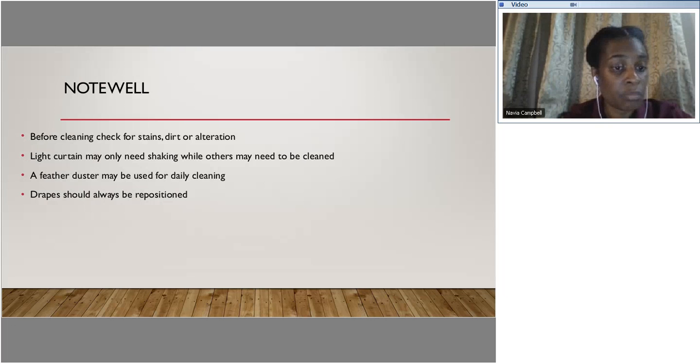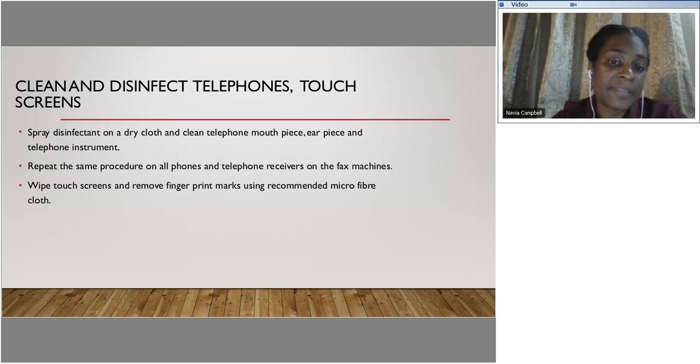Please note that before cleaning, you should check for stains, dirt, or the need for alterations. Light drapes may only need shaking while others may need to be cleaned. A duster may be used for cleaning daily. Of course, a drape should always be repositioned according to the property's procedures.